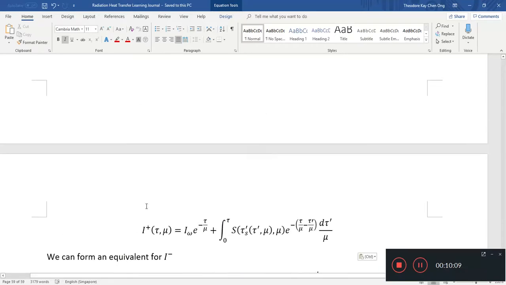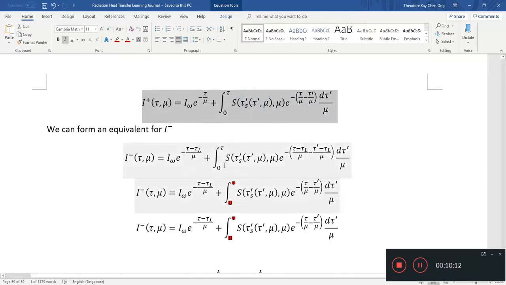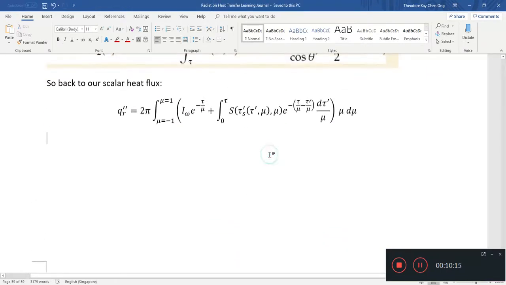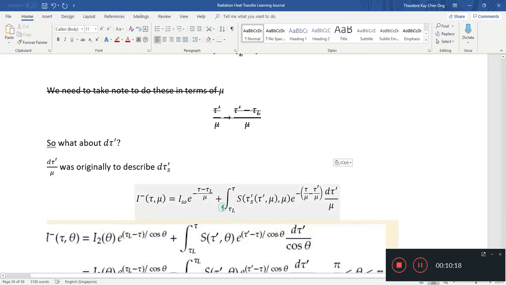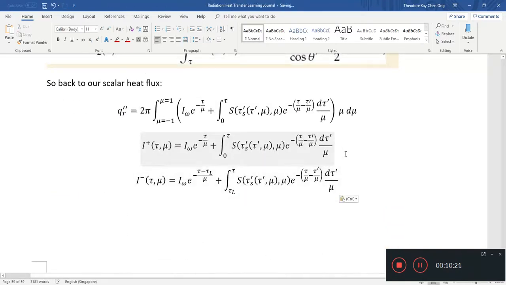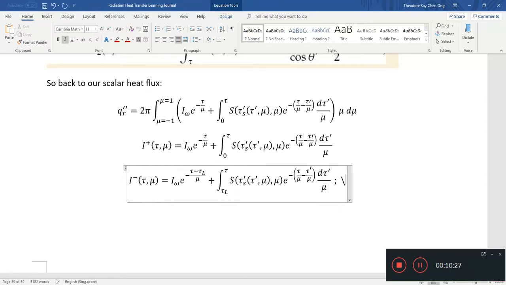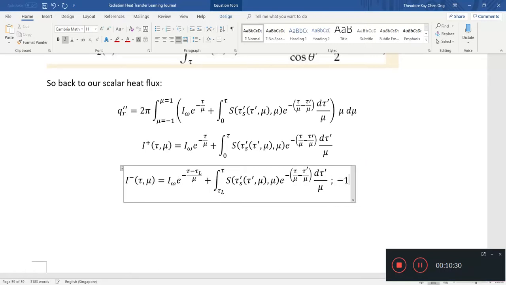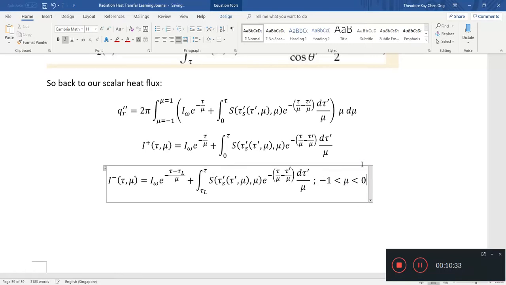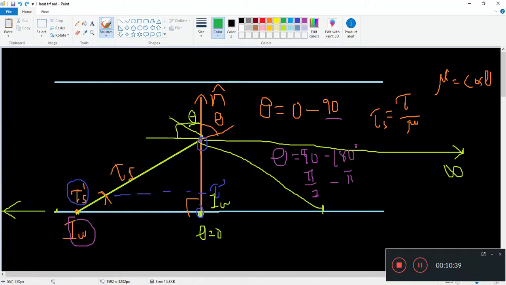this I minus and I plus, from mu equals minus 1 to mu equals 1. So the I minus is from mu equals minus 1 to mu equals 0. Why? As we have stated before, if we take a look at this, from mu equals minus 1, that is over here, I believe.